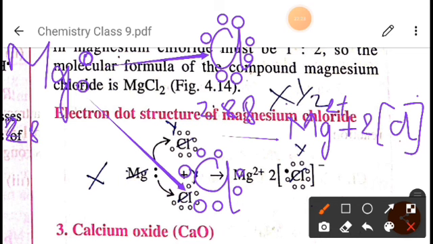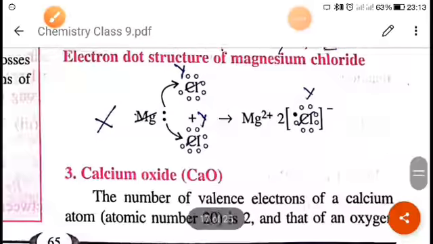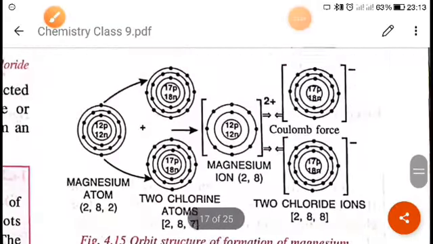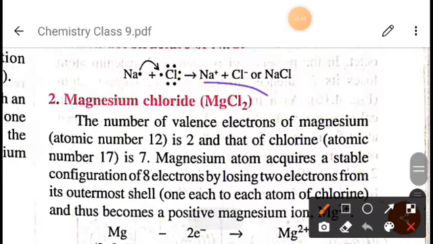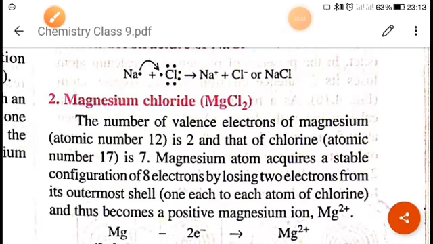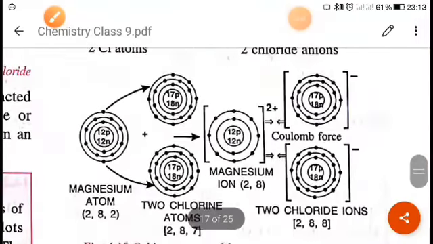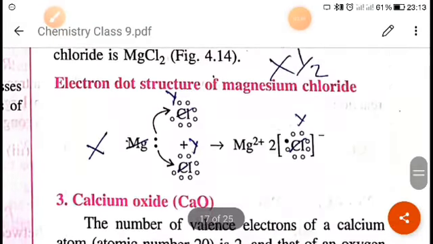So Cl minus is here. What will be the final product when these two combine? After combining, I'm erasing everything, right? After the combining, they will form MgCl2, as you can see here, it is written MgCl2. I hope you have understood this, how we have to do this, right?